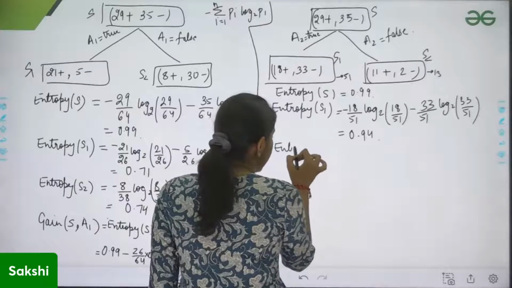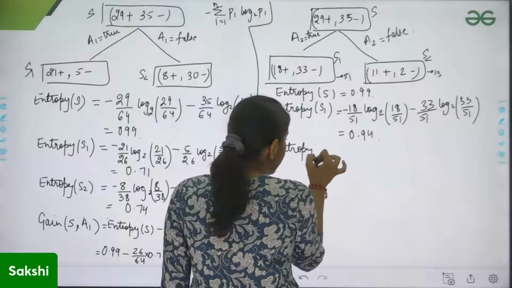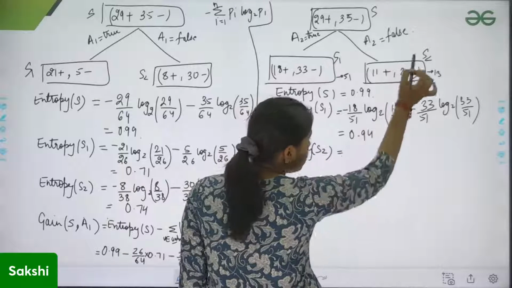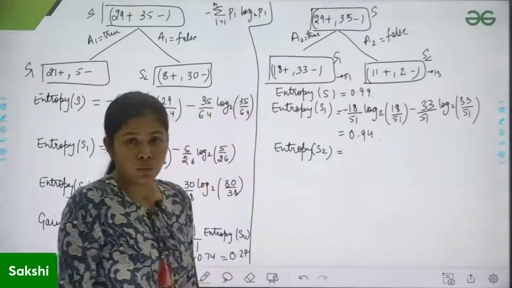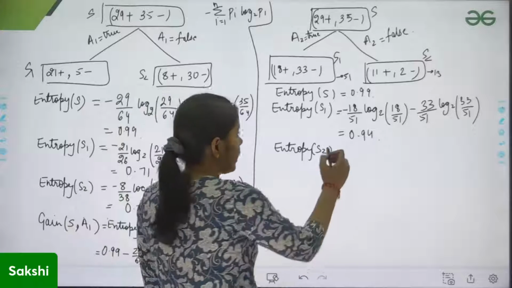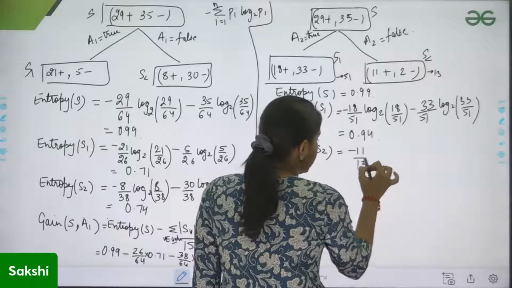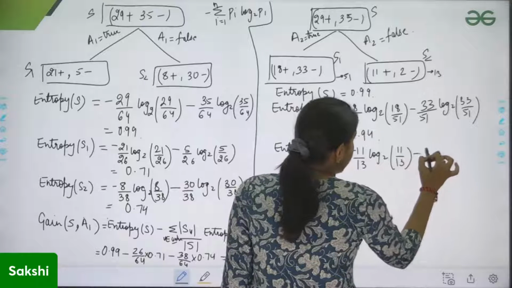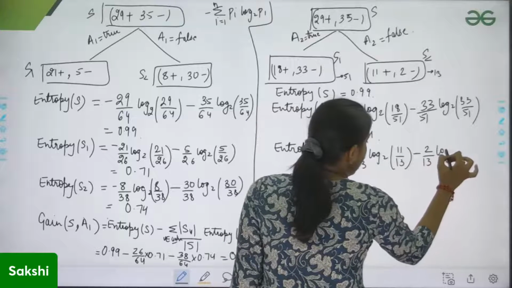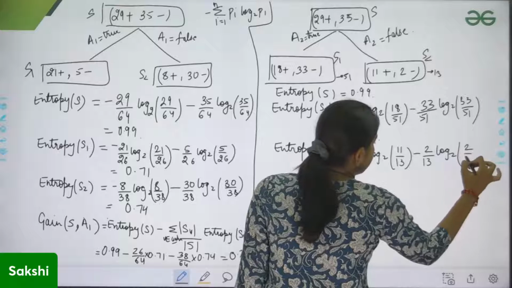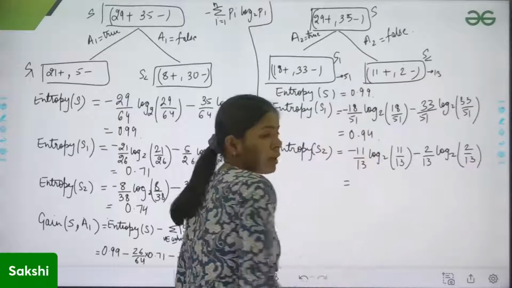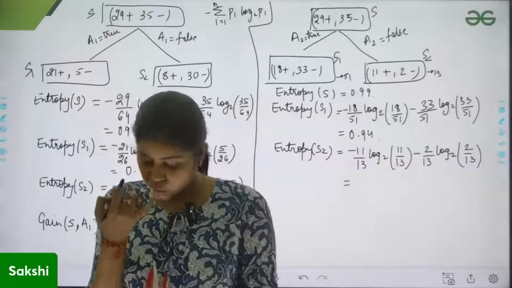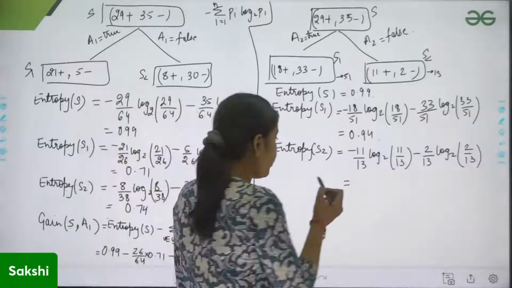Again, I can find the entropy of S2. So what would be the entropy of S2 for these 11 and 2, 13 data points? I can write minus 11 by 13 log to the base 2 of 11 by 13, minus 2 by 13 log to the base 2 of 2 by 13. Now again using a calculator you can find the value. So what value would you get? You would get 0.62.